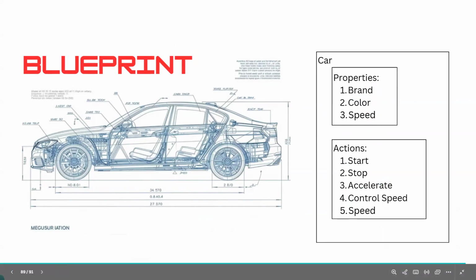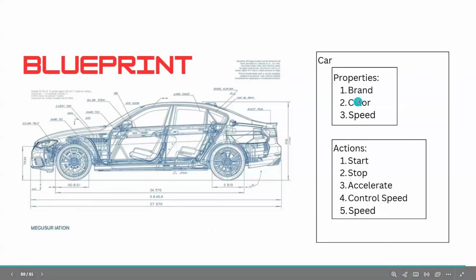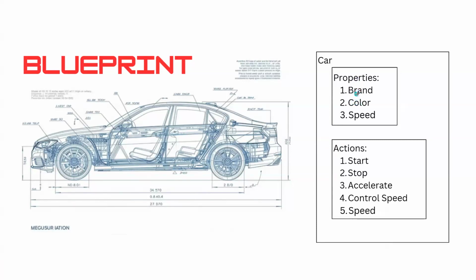Properties, what we are seeing here, are what we call attributes in Python. Similarly, actions in Python we call methods. Once the class is created, we can use it to build multiple real world objects, which we call an instance and which represents a real car, just like manufacturing multiple cars from the same design.